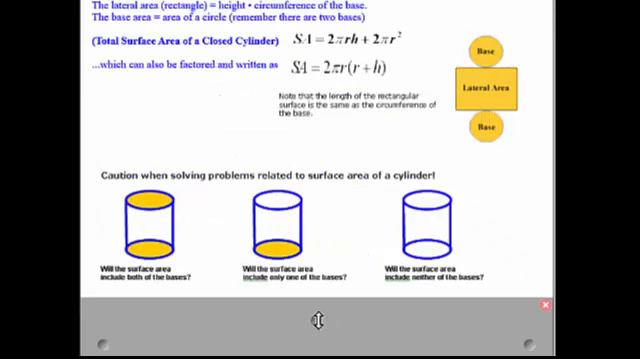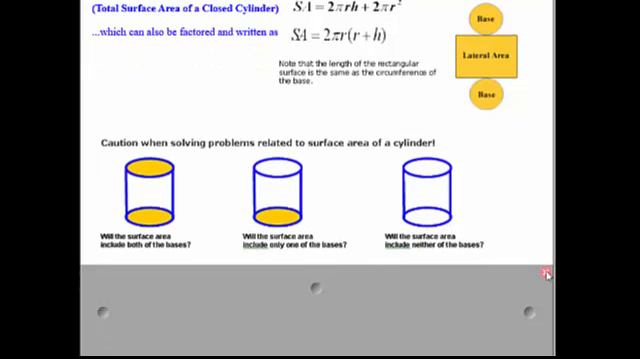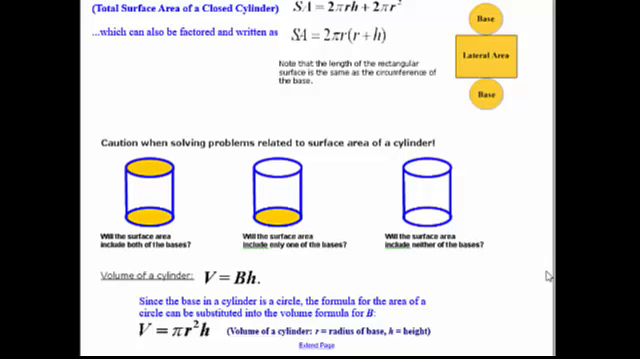Now, you do want to be careful when solving problems related to the surface area of a cylinder. You'll see three different types of problems, some where you will exclude the area of both bases, some where you will exclude just the area of one of the bases, and some where you will include the area of both bases. So you have to read the problems carefully to determine which type of problem you're solving. And of course, volume of a cylinder is just area of the base, which is a circle, times the height. Pretty straightforward. Now let's talk about cones.